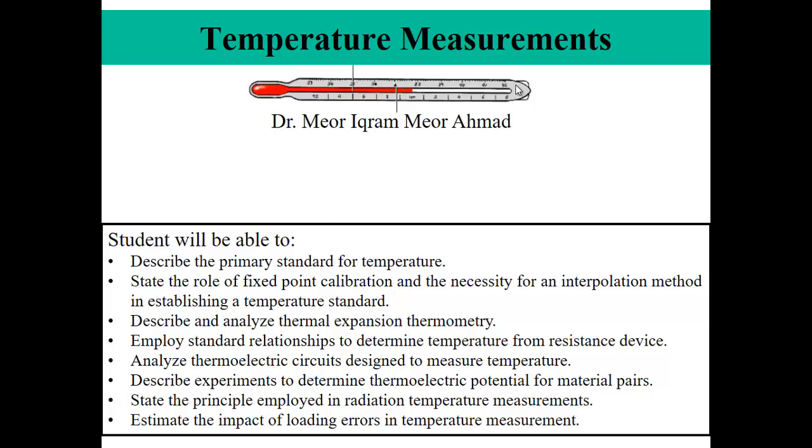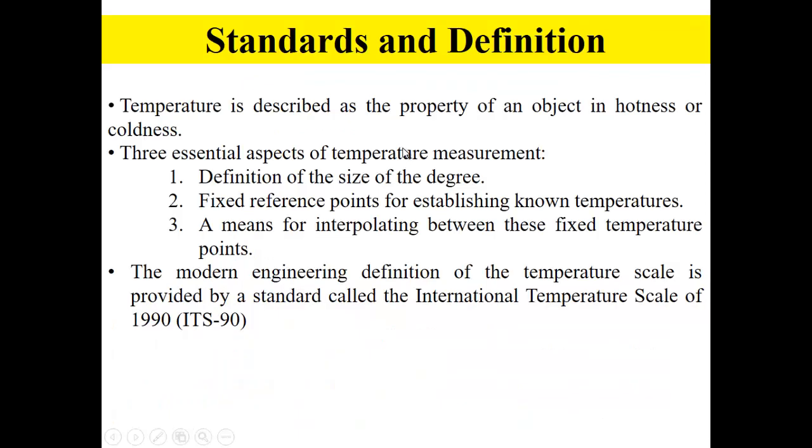Okay, kita teruskan. Okay, now we go to the standard and a definition of a temperature measurement. Temperature is described as the property of an object in hotness or coolness. Okay, it's very straightforward. Three essential aspects of a temperature measurement: either definitions of the size of the degree, second, fixed reference point for establishing a known temperature. We need our reference point in order to establish the temperature changes, right? And third one, a means for interpolating between this fixed temperature point.